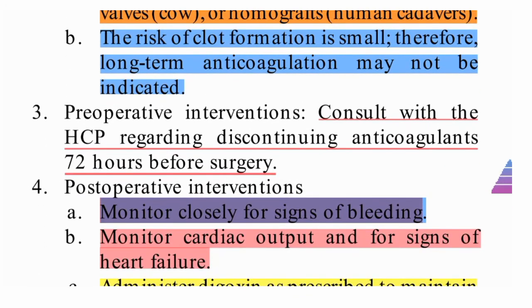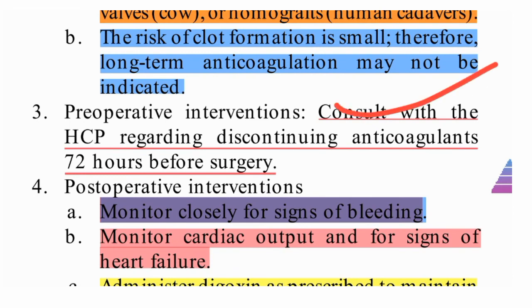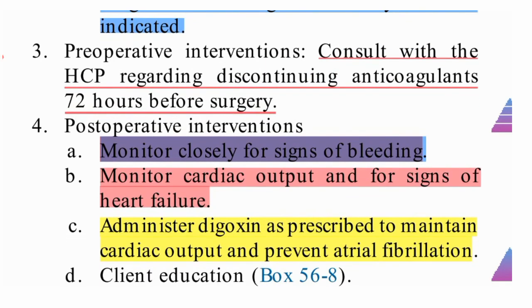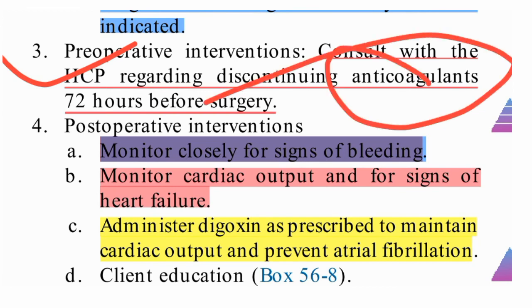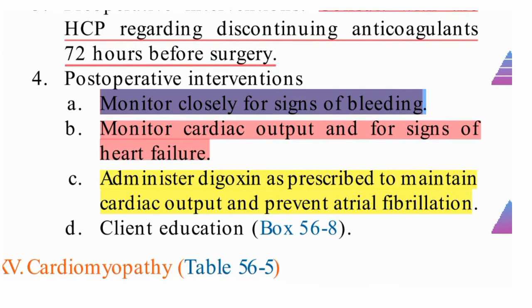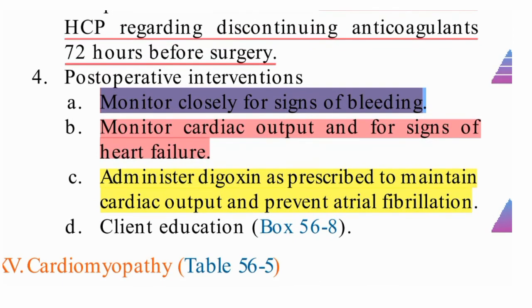Preoperative interventions. In preoperative intervention, what we need to do is consult with the surgeon regarding discontinuing the anticoagulants 72 hours before the surgery. This is very important. So before the surgery we need to withhold the anticoagulant therapy, and for that we need to consult the surgeon.